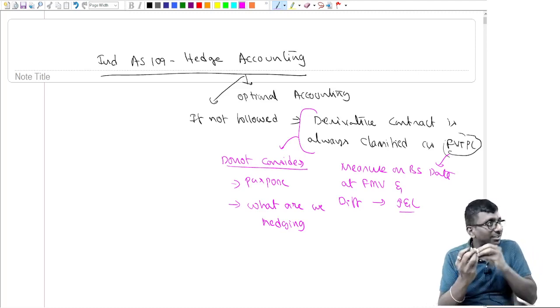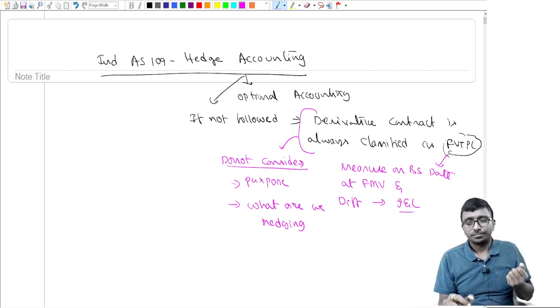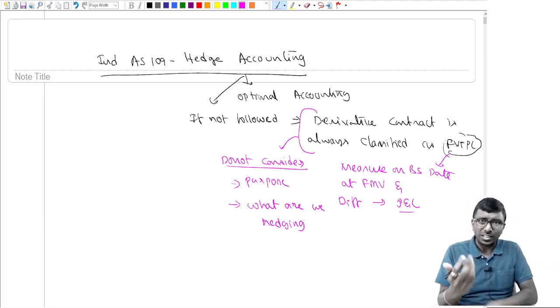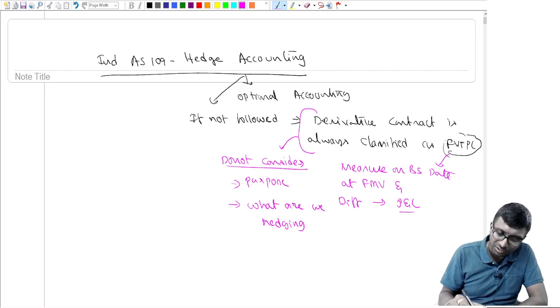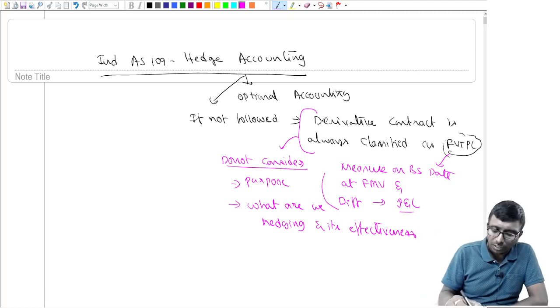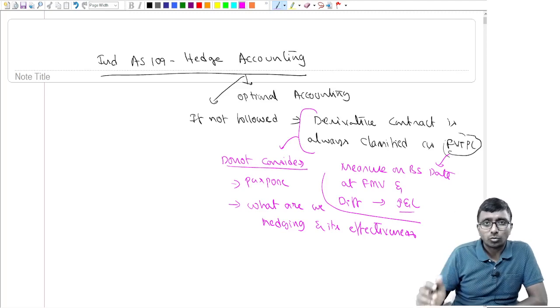To what extent is it going to hedge? Means offset the losses from this. Correct? So, what is that hedging and its effectiveness? We do not consider the effectiveness. Nothing will be taken into account, and simply the fair value fluctuation of that derivative contract is going to be transferred to profit and loss. That is what we do.